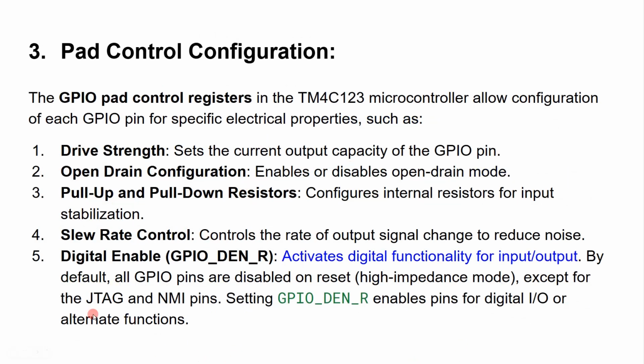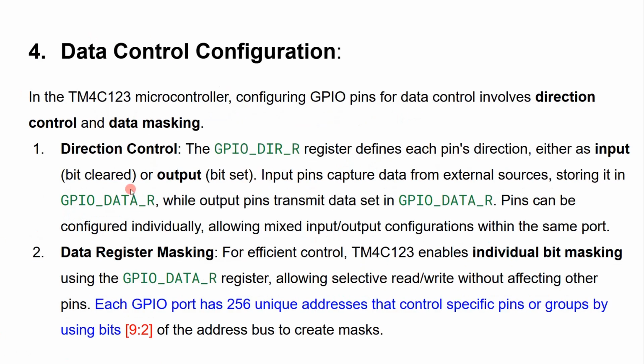Then for the pad control, to make sure that we are digitally enabling, we make use of the GPIO digital enable register to enable the pins for digital input output function. Finally, the fourth step is where we control the GPIO pin direction, whether we want it to be an input or an output. For that we make use of the GPIO DIR register, which corresponds to direction. If you want to use it as an input, you need to clear the bits, and if you want to use it as an output, you need to set the bits. Setting the bits means the corresponding bit you are using should be set to 1.